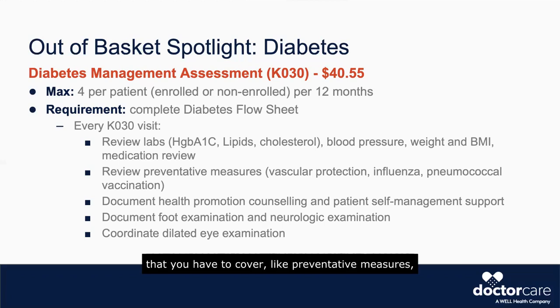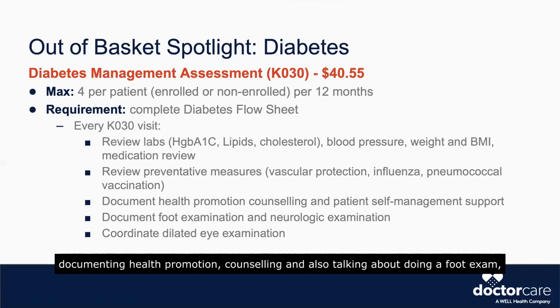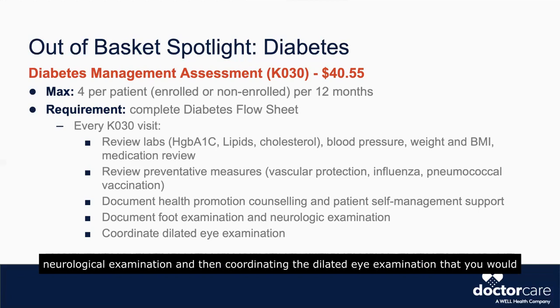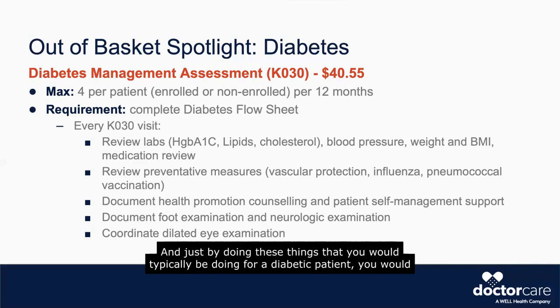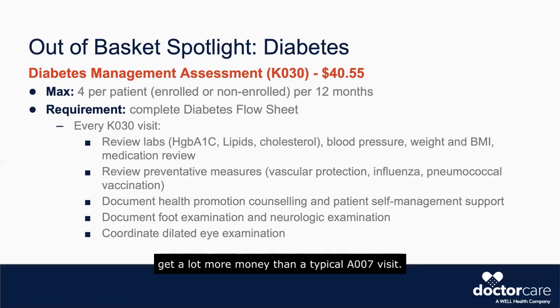We've also listed out the other items that you have to cover, like preventative measures, documenting health promotion, counseling, and also talking about doing a foot exam, neurological examination, and then coordinating the dilated eye examination that you would do for a diabetic. This code bills at $40.55, and just by doing these things that you would typically be doing for a diabetic patient, you would get a lot more money than a typical A007 visit.